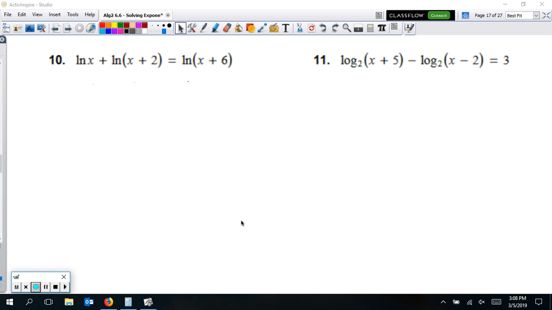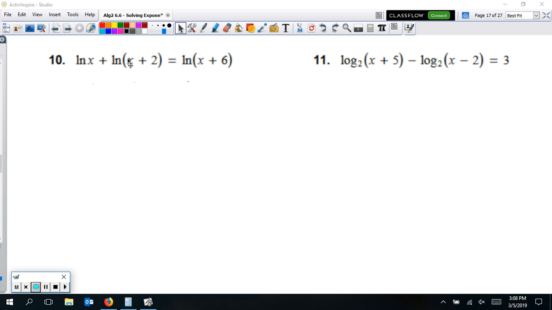Okay, so number 10 and 11. These ones are going to take some properties to be able to simplify. We need to make sure that each side of the equation has only one single logarithm. So you can see on number 10 we have 2 here with an addition sign between them. So we need to put those together with our properties that we learned in 6.5. So this would be the product property with the plus.